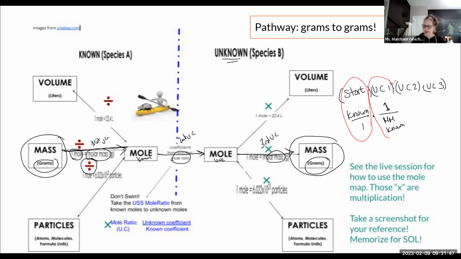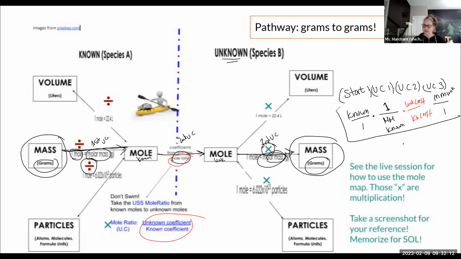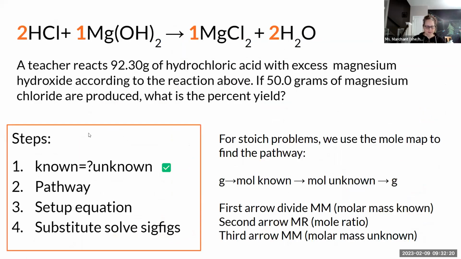Unit conversion number 1 was divide by molar mass. Unit conversion number 2 is mole ratio. Mole ratio gets written like that, unknown coefficient over known coefficient. Unit conversion number 3 is molar mass again, but it's on the multiply side. So we're multiplying it back in, so it goes in the numerator. It is the unknown's molar mass. Every single time I go from grams to grams, this is my equation set up. Okay. So we have that pathway now established.